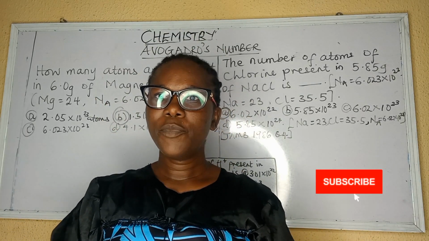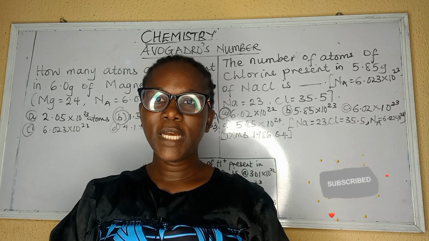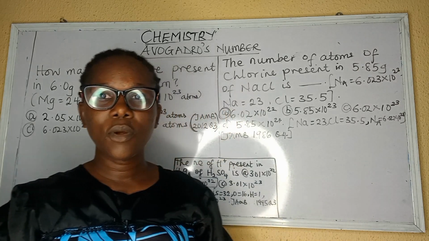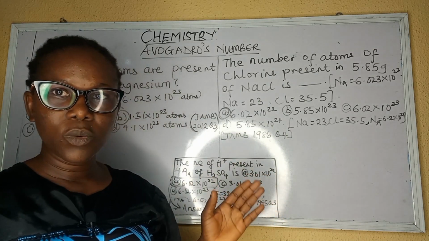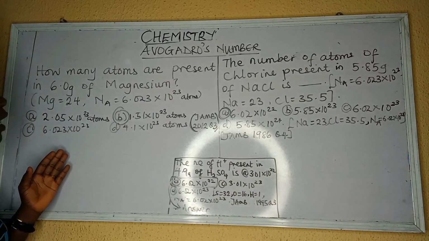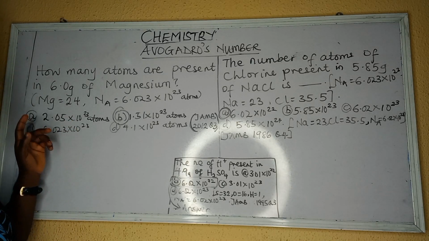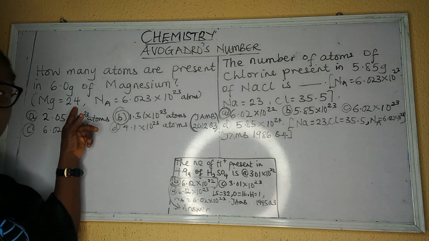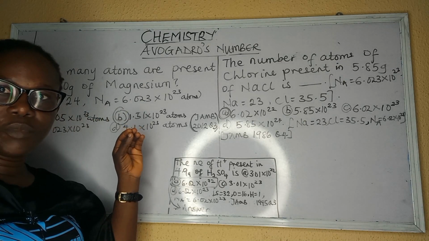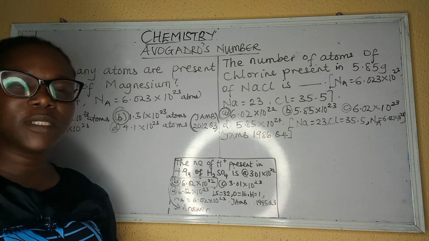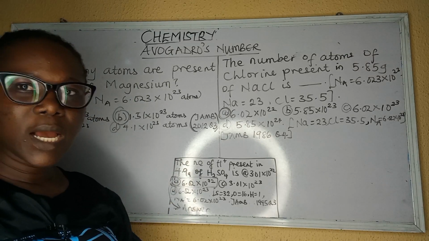Today we are treating a very important topic under the JAMB past question series, and that is the calculation of Avogadro's number. So let's consider the first question. How many atoms are present in 6 grams of magnesium? The atomic mass of magnesium has been given to be 24. Avogadro's number is 6.023 times 10 raised to the power 23 atoms.